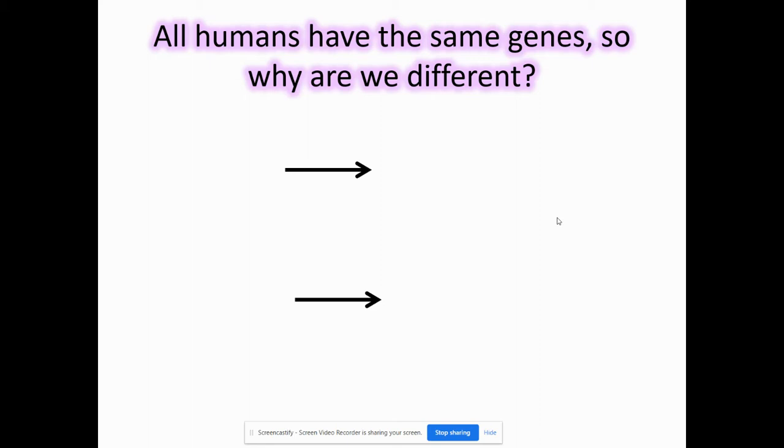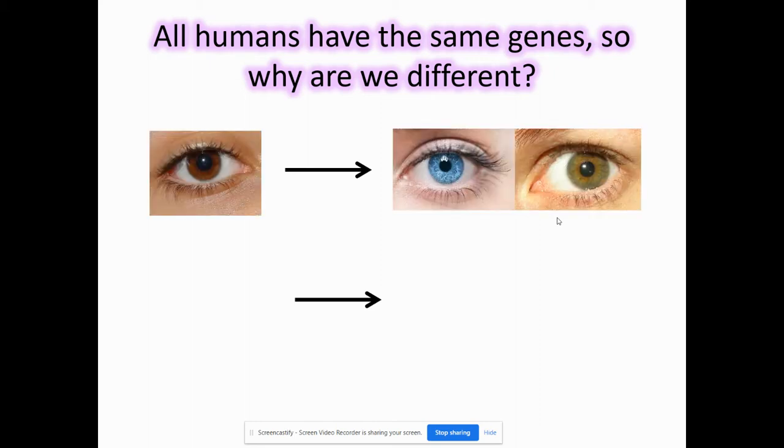We've all got the same number of genes. We all make a very similar number of proteins, but we might have different versions of those genes. So you might already know that the original humans, the very first humans, were thought to have brown eyes, and that's because they had a gene that encoded a protein that gave them brown eyes.